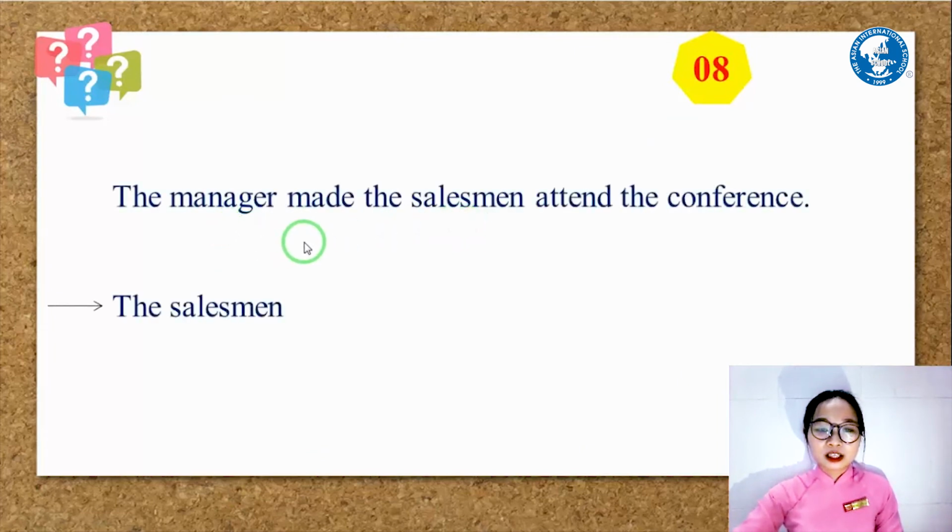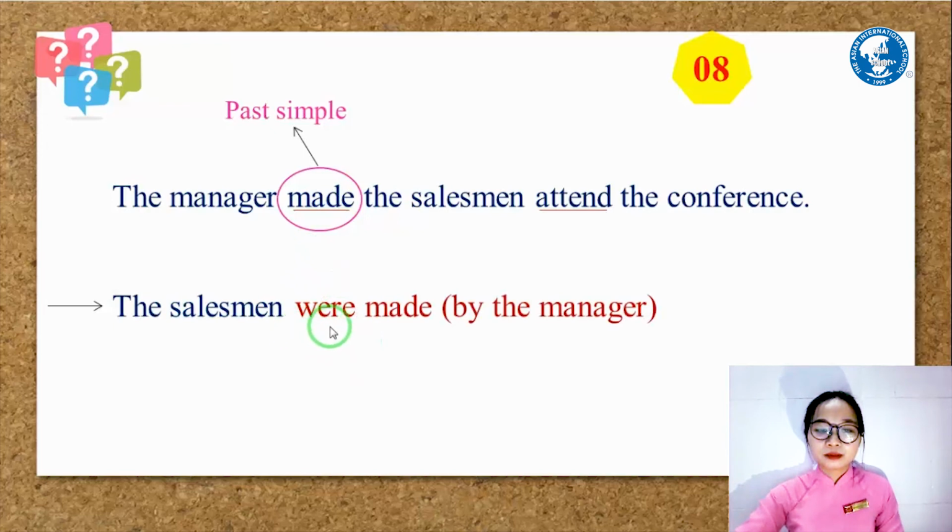The manager made the salesman attend the conference. So the original sentence uses structure of make, which is make, object, and infinitive. And the tense is past simple. So we change into passive voice of make, which is be made. And the salesman is plural, so your word will be were made. By the manager, you can add by an object or you can omit them. And after that is to infinitive. Remember, in passive voice, we use to infinitive after made, to attend the conference.